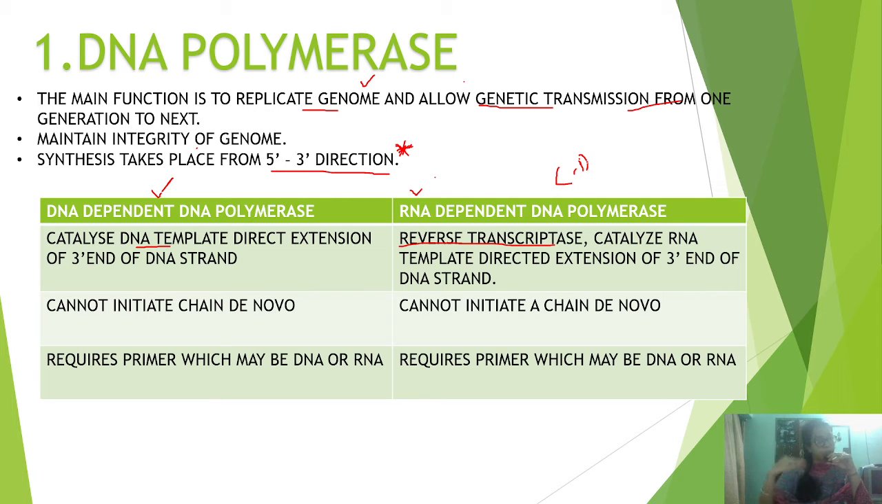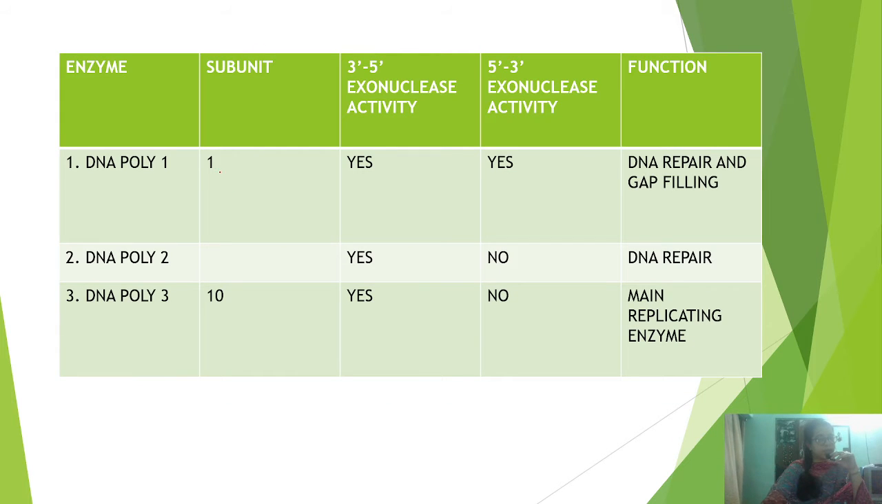We don't need to deal with the cDNA in detail. What is cDNA? We will discuss it later in the video. Both the DNA dependent and the RNA dependent DNA polymerase require a primer, so they can't function without the primer. The primer may be DNA or RNA. Okay. Next, moving to the types. Basically there are 5 types of DNA polymerase.